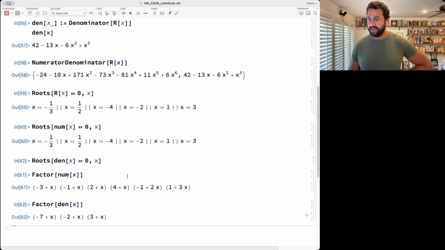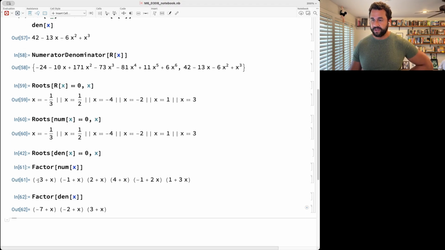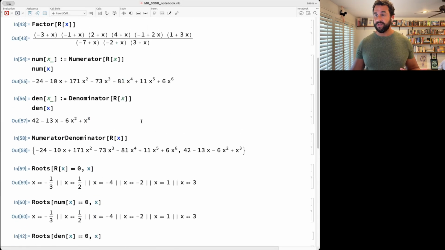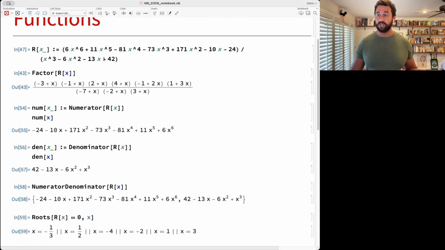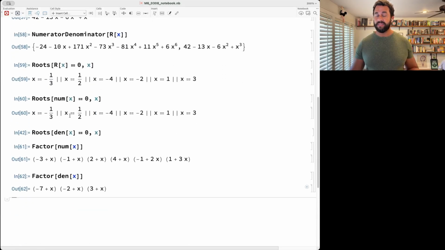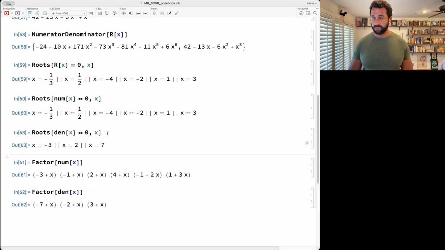Are there any common factors in there? Let's look. Nope. Close, but no, different signs, right? So there are no common factors in the numerator and denominator, which means R of x is already in lowest terms when it's written like this. So there are no holes and there's nothing to cancel. That means the roots of the numerator are going to be the zeros of the rational function, all of them. What about the denominator? Let's do the roots of the denominator.